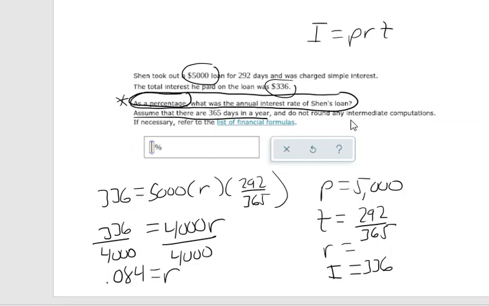Okay, now as far as your answer in ALEKS, it says as a percentage, what was the annual interest rate? This right here is a decimal. So if we want to change a decimal to a percent, we've got to times by 100. So this becomes 8.4%. That's what you would enter in ALEKS. That is your rate.